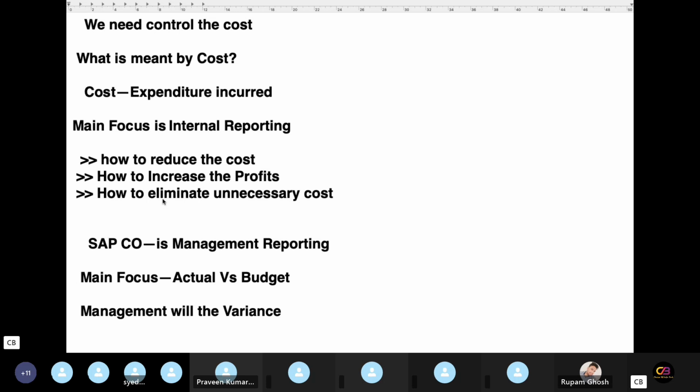So budget is just like a planning, and actual means, let's say I plan for material this year is 20 lakhs only for material.